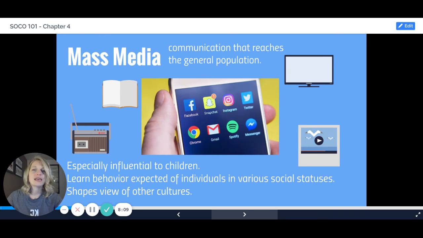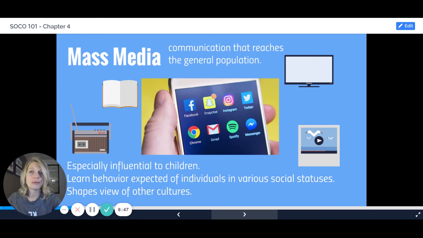So what does mass media do for us? We learn about behavior that's expected of individuals in various social statuses. So when you follow different influencers, especially celebrities, we learn about what it's like. I mean, we're in their homes. We're learning about their daily lives, the cars they drive, the food that they eat, the products that we use. We learn what is acceptable behavior and different symbols and things of those different social statuses.